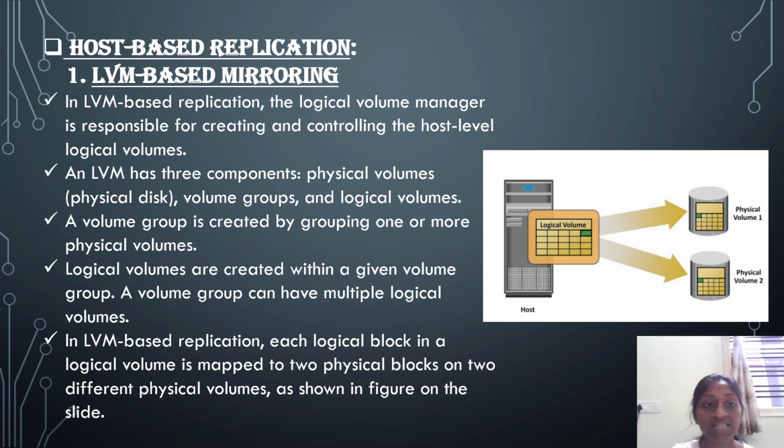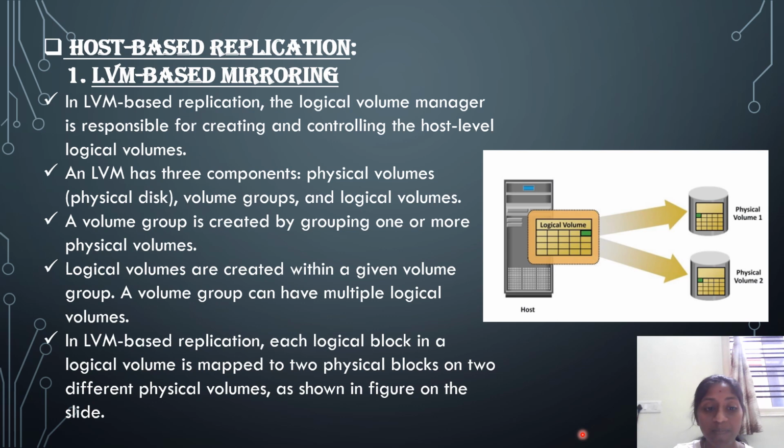In that, the first one is LVM-based mirroring. In LVM-based replication, the logical volume manager is responsible for creating and controlling the host-level logical volumes. LVM has three components: physical volumes, that is nothing but physical disks, volume groups, and logical volumes. A volume group is created by grouping one or more physical volumes. Logical volumes are created within a given volume group. A volume group can have multiple logical volumes.